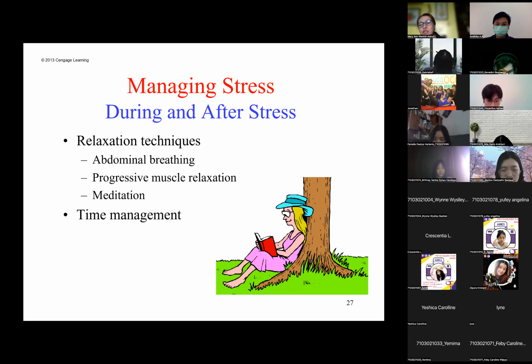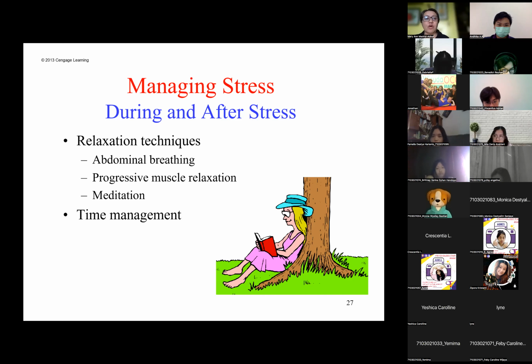Now, when you are already experiencing stress, earlier we mentioned some of the preventive measures. But here, imagine that the person is already experiencing stress. What would be done? Relaxation techniques. You have here suggestions about abdominal breathing. In abdominal breathing, you narrow your focus when you breathe in and out, focusing on the movement of the abdomen. Then you have progressive muscle relaxation, focusing on breathing in order to relax the muscles, and meditation.